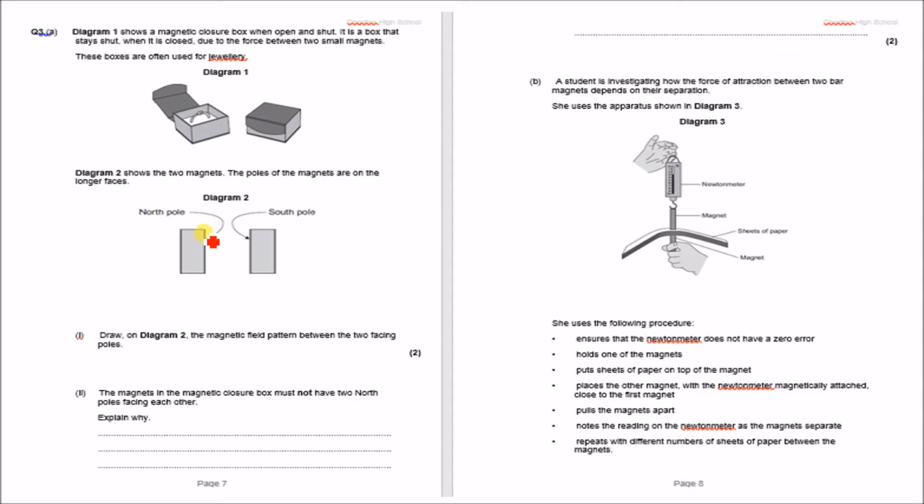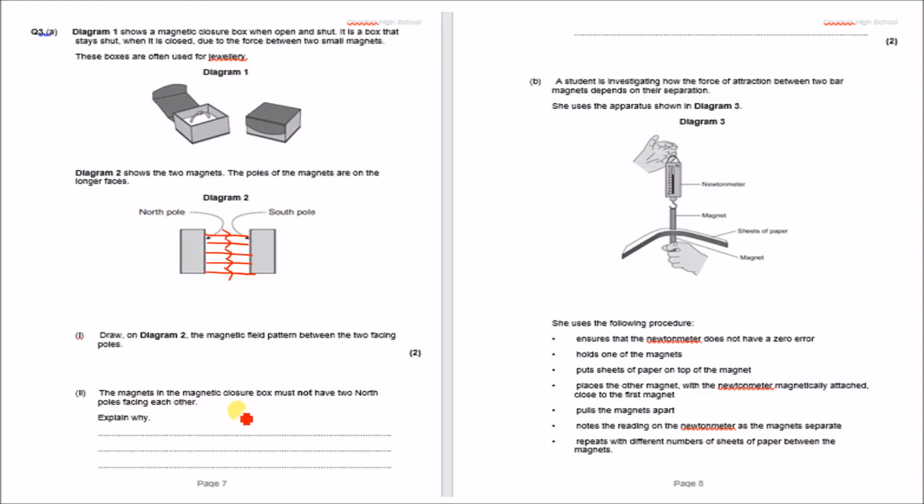So we're going to have field lines going from one to the other like this. Okay, and they are horizontal. You can see there's no curvature because we've got a north and a south pole, and we're going to draw an arrow because the direction of the magnetic field always goes from north to south. So it says draw on the diagram the field pattern with the two facing poles. So we've done that, and that will get us 2 marks.